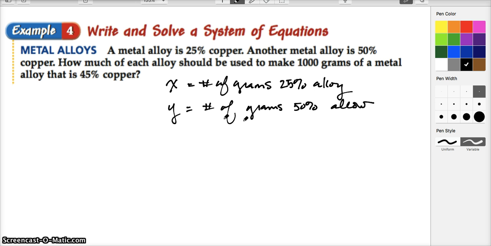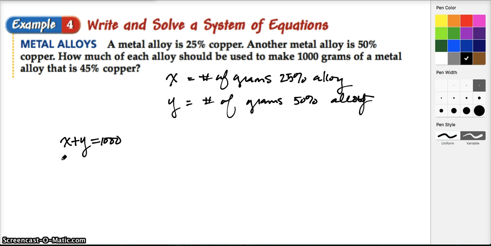So this gives me one equation really quickly. The sum of these two has to equal 1,000. So I've got one equation, x plus y equals 1,000. And then the next thing I need to do is come up with my equation that now gives me information about the percentages.